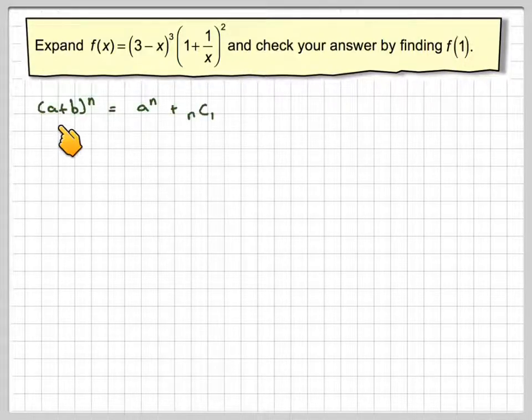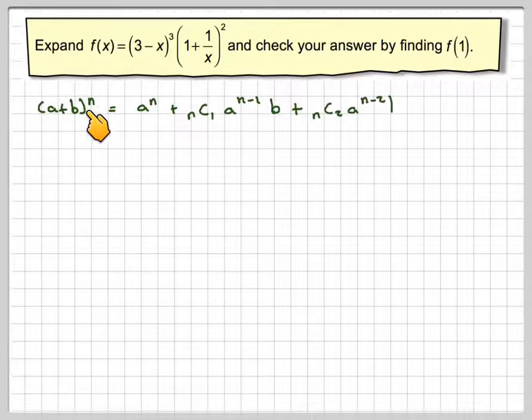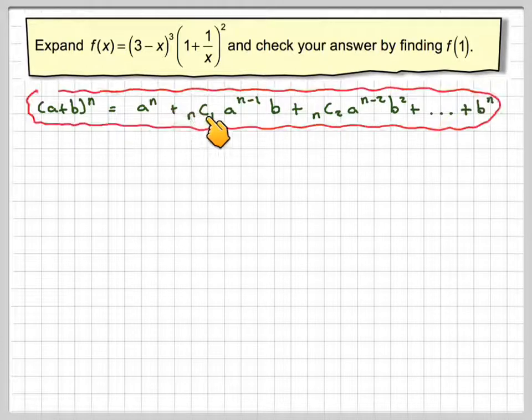Okay, so we know from the binomial expansion that (a + b)^n is a^n plus nC1 a^(n-1) b plus nC2 a^(n-2) b squared, and carrying on until we get to b^n. So we've got (3 - x) cubed. Now we could use Pascal's triangle, but we're going to use a binomial expansion.